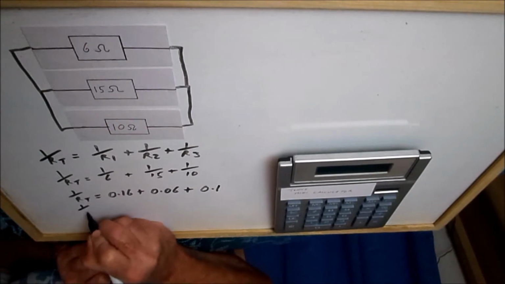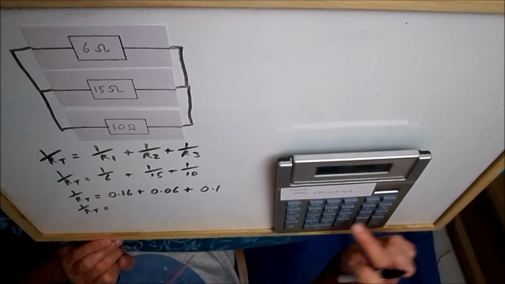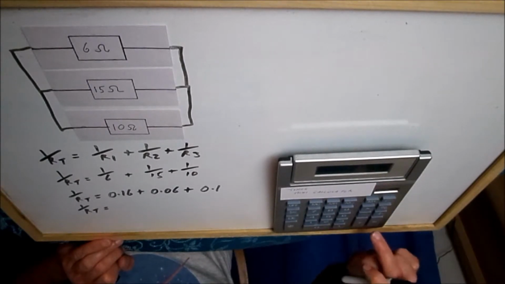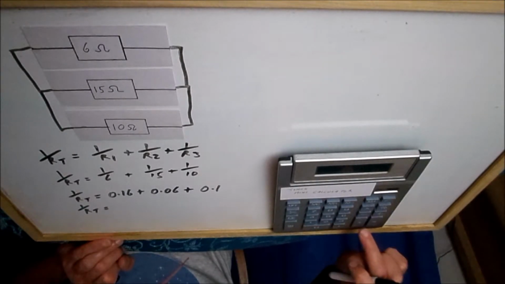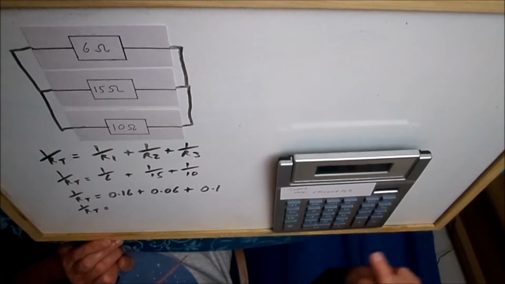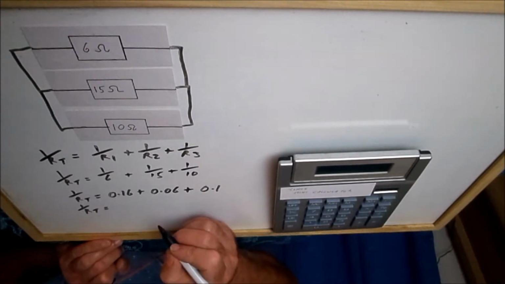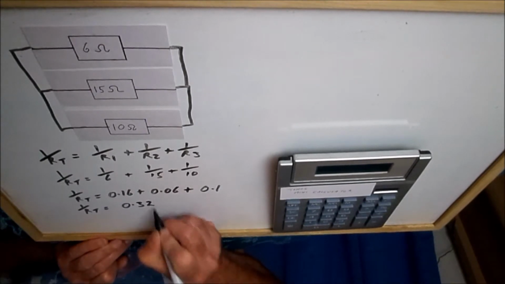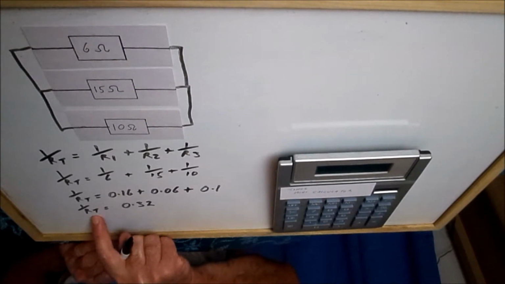So we can say 1 over RT is equal to the total of these. So that's 0.16 plus 0.06 plus 0.1. So that gives us a total of 0.32. But we haven't finished there, because that's 1 over RT.